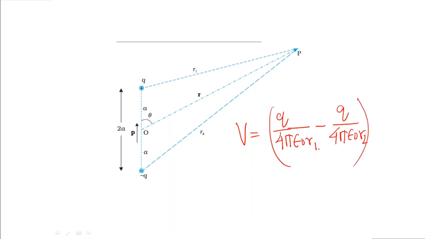Now the question is, this R1 and R2 is not given to you. You have been asked to calculate the potential at point P, which is at a distance R from the dipole. This is the distance from the dipole, at R distance. But R1 is not given, R2 is not given. So what do I have to find out? I have to find out the value of R1 and R2 in terms of this R and this A.